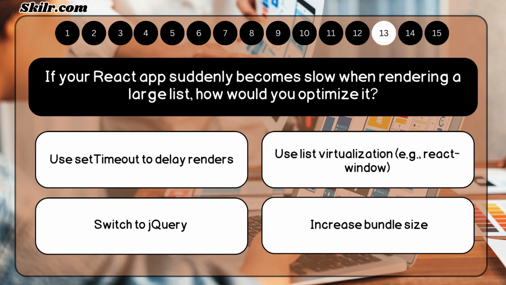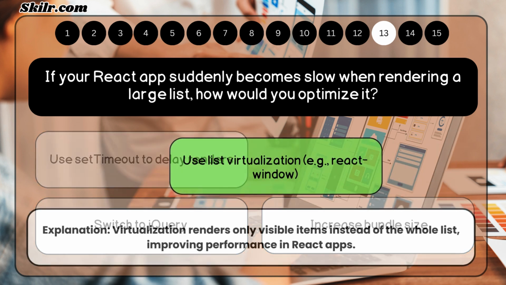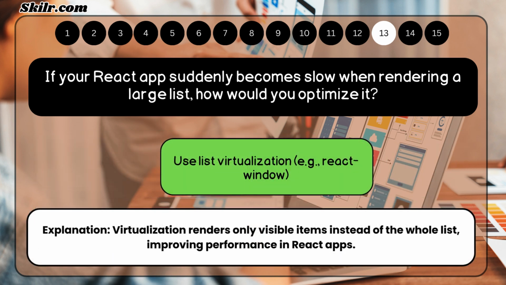Question 13. If your React app suddenly becomes slow when rendering a large list, how would you optimize it? The correct answer is use list virtualization. As virtualization renders only visible items instead of the whole list, improving performance in React apps.